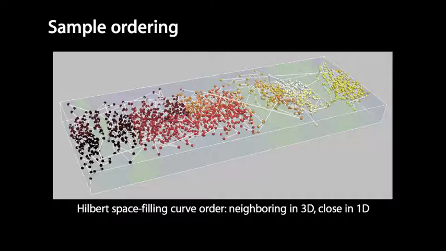To build the similarity matrix, both of the two axes must follow a 1D ordering of the selected 3D samples. We traverse the 3D samples using a Hilbert space-filling curve, which ensures that spatially close samples in the 3D data are likewise close in the resulting 1D ordering.